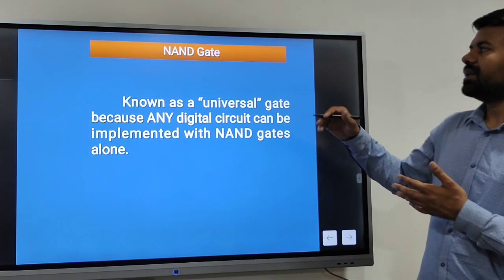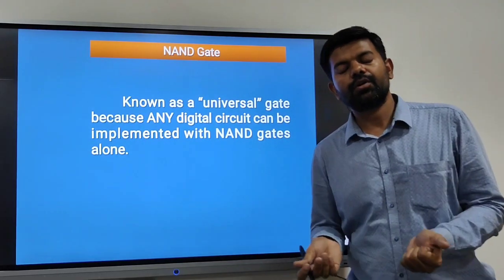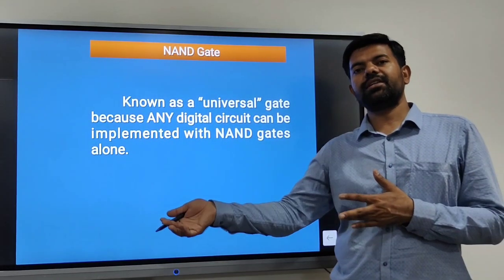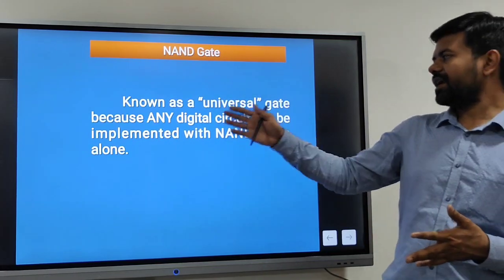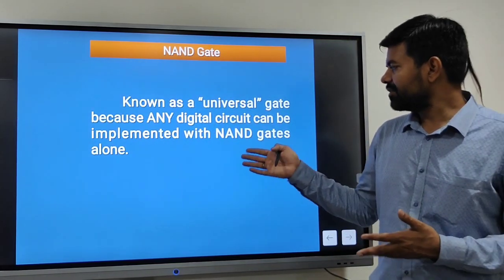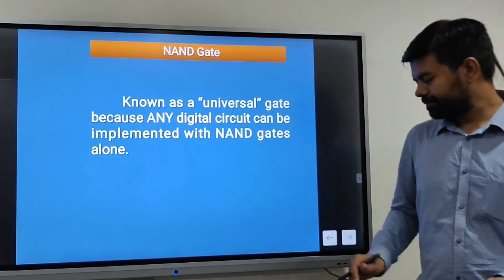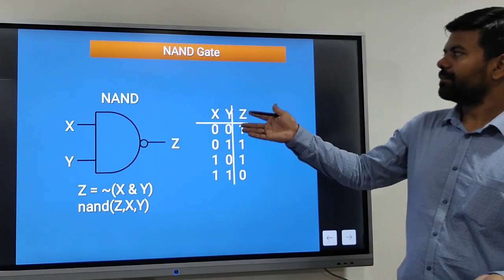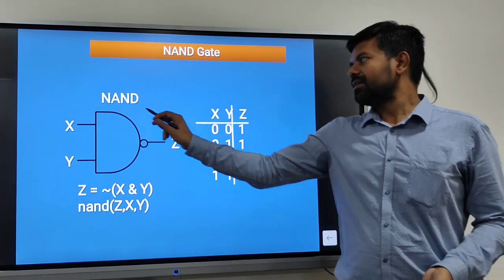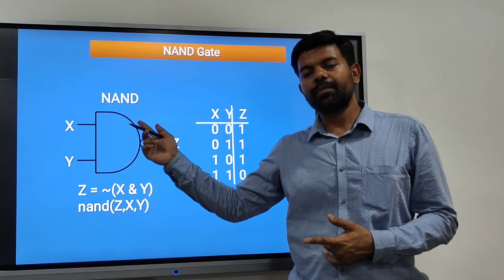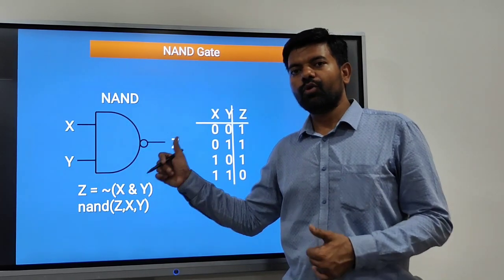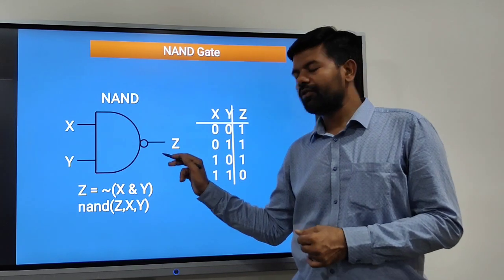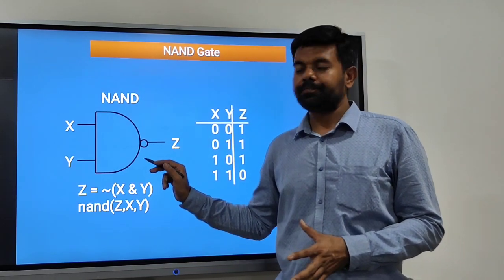We also know the NAND gate as a universal gate because we can realize all the basic gates through this one gate. It is known as a universal gate because any digital circuit can be implemented with NAND gates alone. This is the basic symbol of the NAND gate: we see the symbol of AND, and we just put a complement before the output.